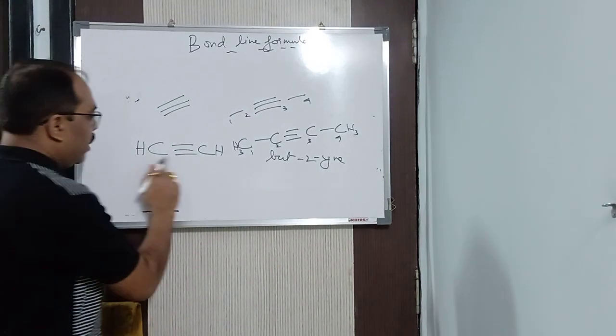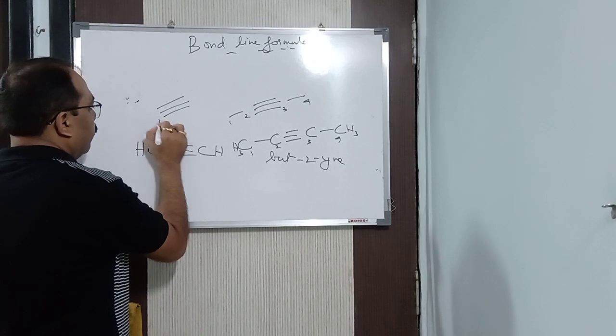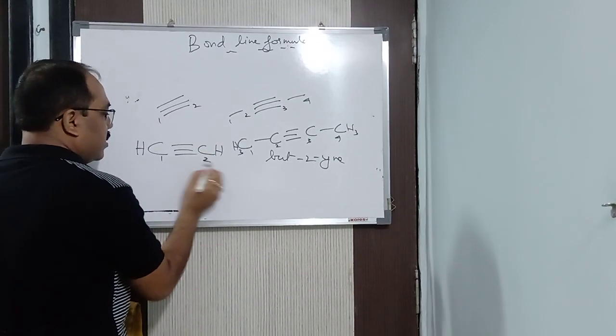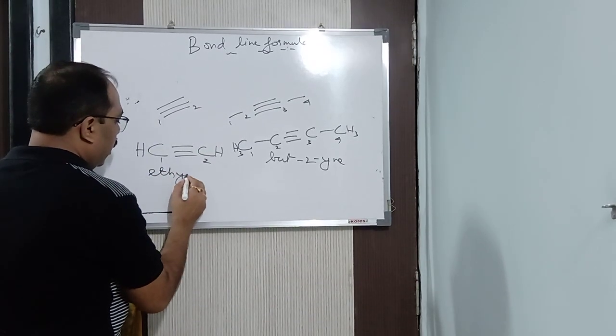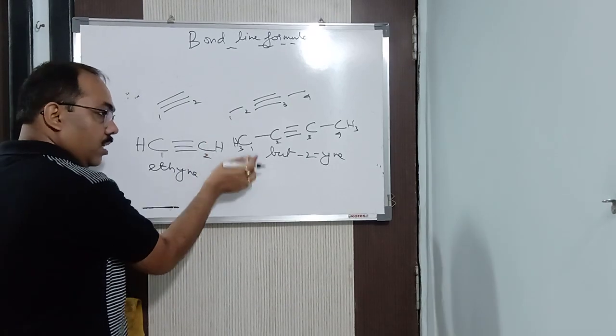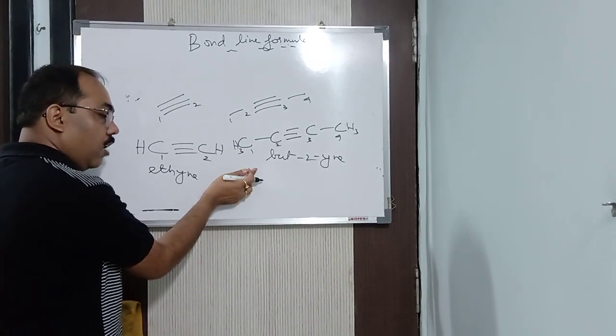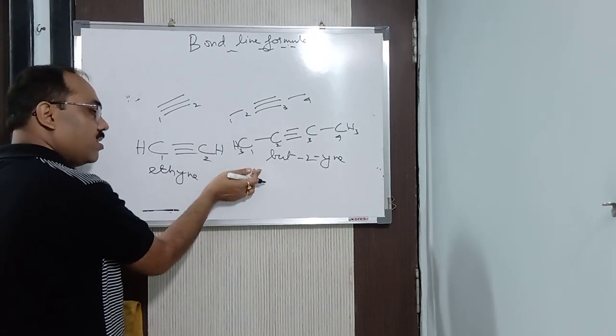Alright. Like this one is what? Ethyne. This one is the first and second carbon atom. Here, first and second carbon atom. So that is ethyne. I am simplifying it. I am showing you how I am doing this particular thing. So you also do the same way.